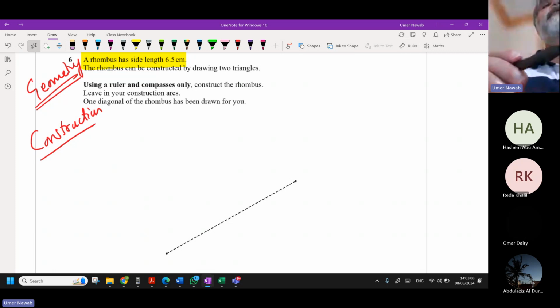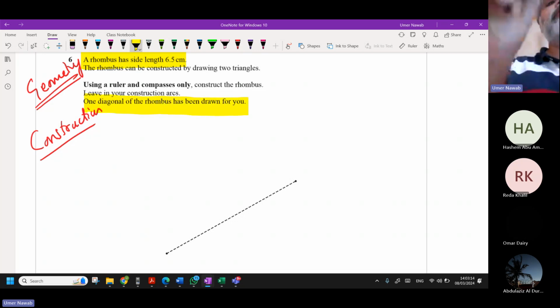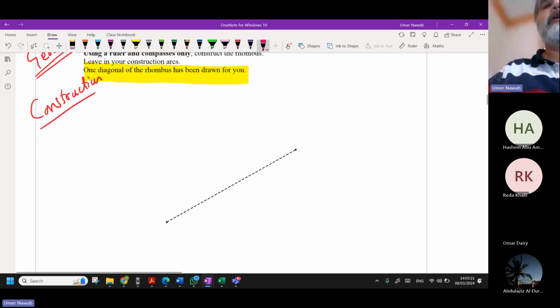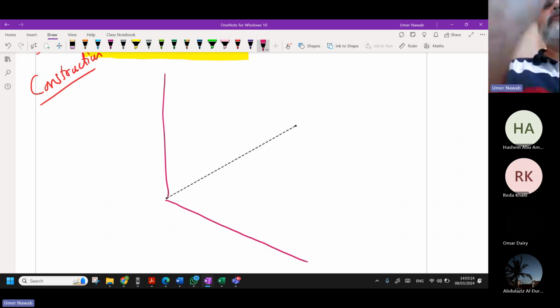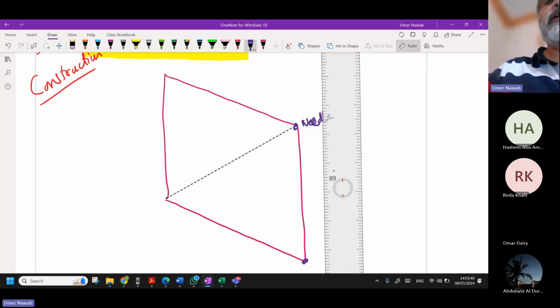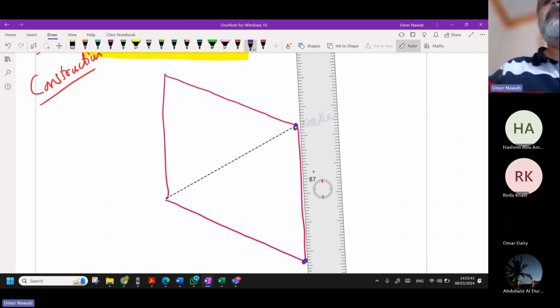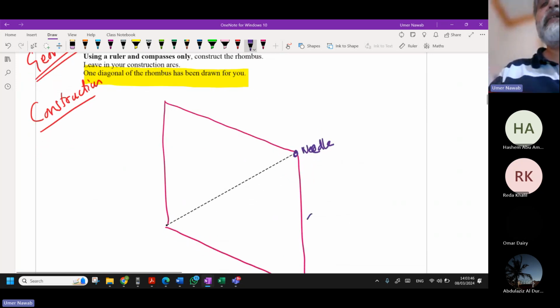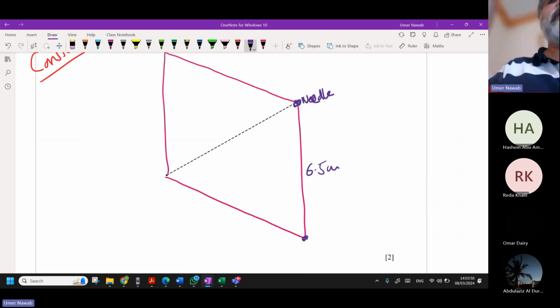A rhombus has a side of length 6.5 centimeters. One of the diagonals is given by the examiner. So let me show you how the rhombus looks. When you construct it, it will look like this. So what do you need to do, guys? You need to place the needle of the compass here, and the pencil here. How far should the compass be opened? Because he said the side is 6.5 centimeters. Place the needle here and draw the arc like this.